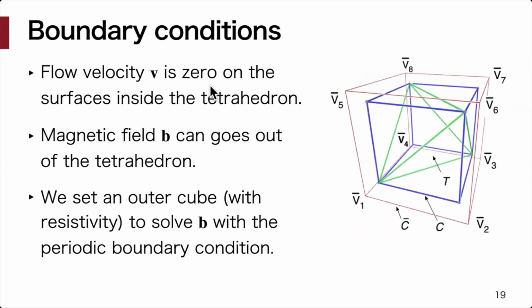And as for the boundary condition, we solve the velocity inside of the green regular tetrahedron. The flow is exactly zero on the surfaces. As for the magnetic field, it can go out of the tetrahedron to the outer space, and we solve the diffusion equation of the magnetic field. And we set the outer cube, the red one, outside of the regular tetrahedron, and we assume the periodic boundary condition for this red outer cube.